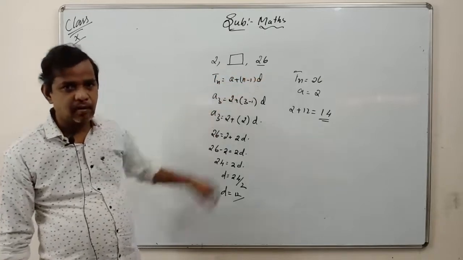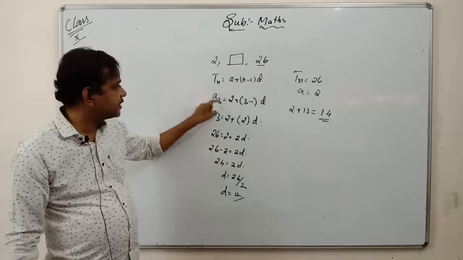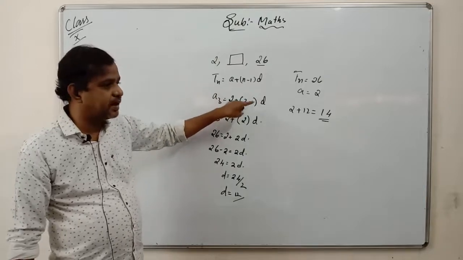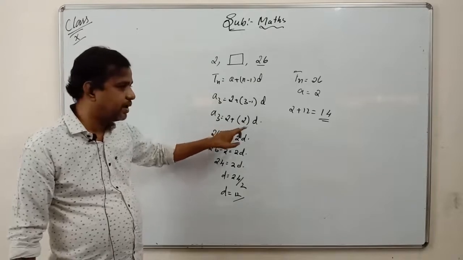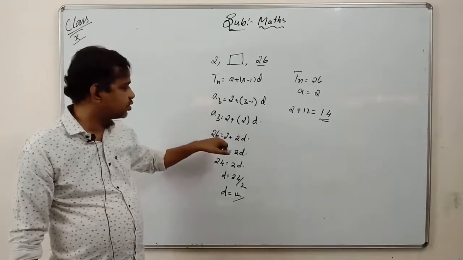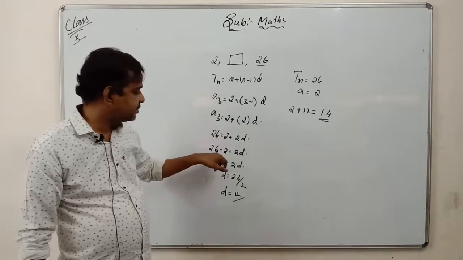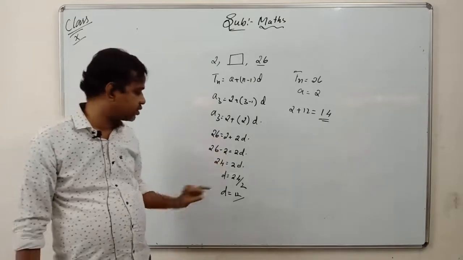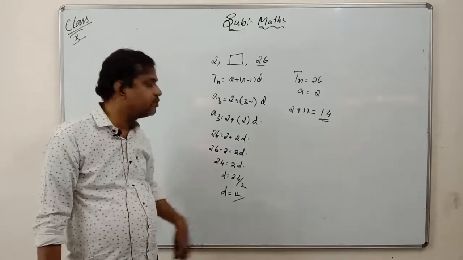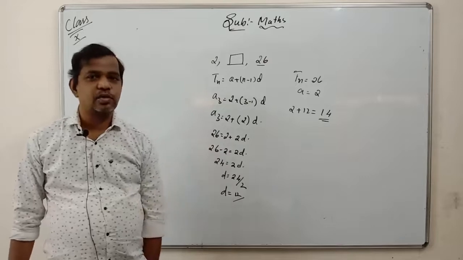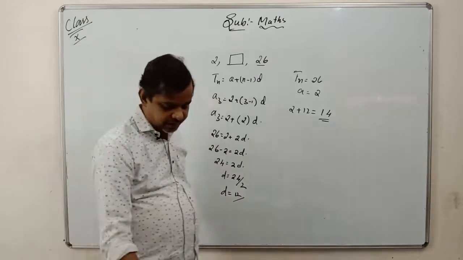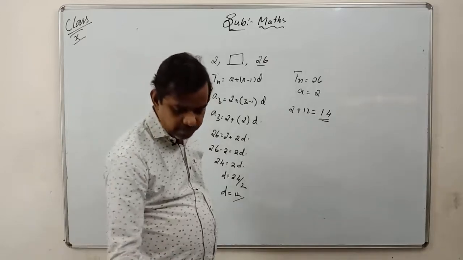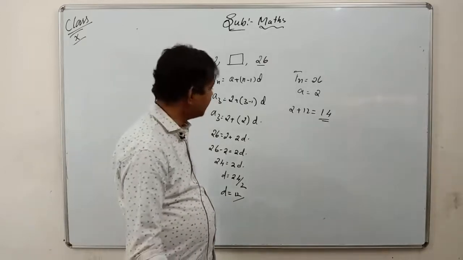Okay, got it? So A3 equals 2 plus (3 minus 1) d. A3 equals 2 plus 2d here. So 26 equals 2 plus 2d. So 26 minus 2 equals 2d. 24 equals 2d. d equals 24 by 2, and d equals 12. So this is how you have to solve the problems here. Okay, copy the problem here.